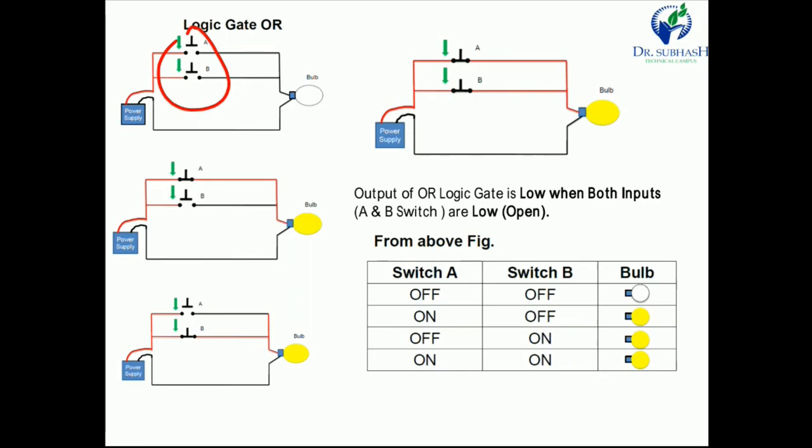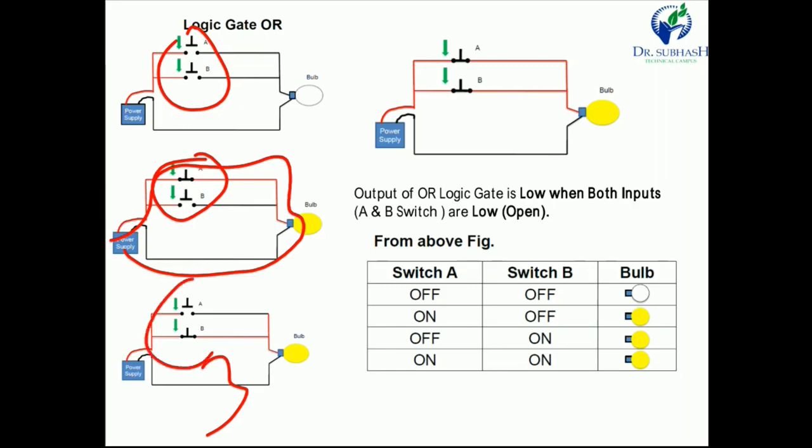Now in condition 2, whenever switch A is on and switch B is off, the red path indicates the current flow through the bulb, so the bulb becomes on. Now in the third position, switch B is on and switch A is off, then current will pass through switch B and through the bulb, and the bulb becomes on, so it is indicated in yellow.